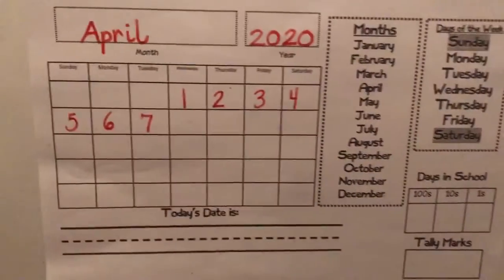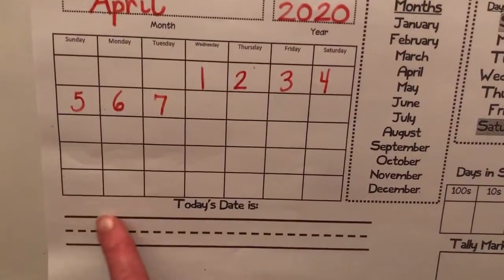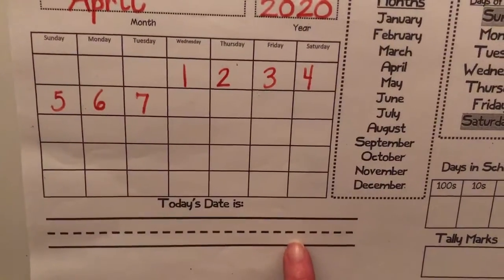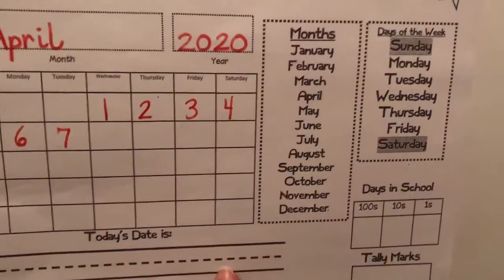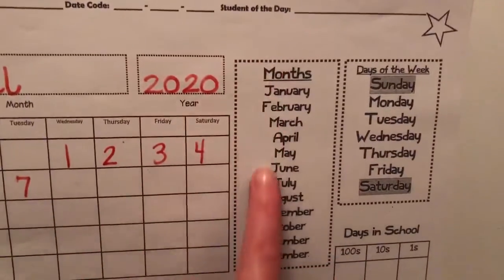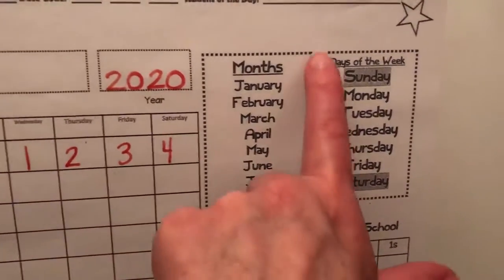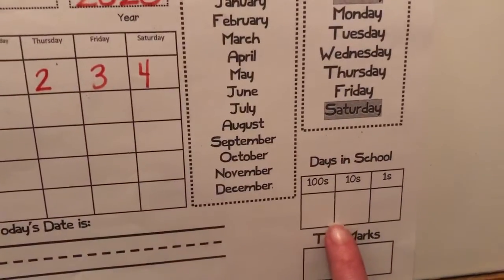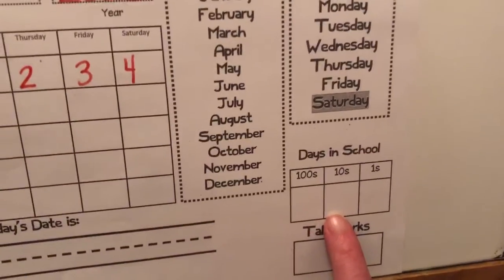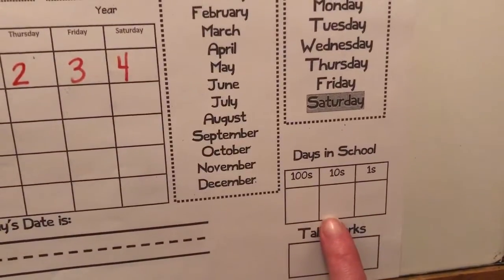So you can also write your date down at the bottom. Today's date is April 7th, 2020. Just keep your skills up in writing that neatly on the line. You can sing your months of the year, just like we do at school, your days of the week. And then, this looks like our days in school chart, doesn't it? Except what's missing? I know, the straws are missing.